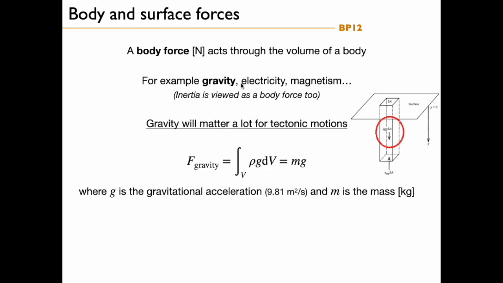So for example, gravity will be one of the main causes of body forces, or one of the main body forces. So remember our block here representing a column of lithosphere is undergoing gravity. It has a density, and so we can compute the body force which is associated to that. It's simply mg. Gravity will matter a lot for tectonic motions. We come to this in a couple of slides.